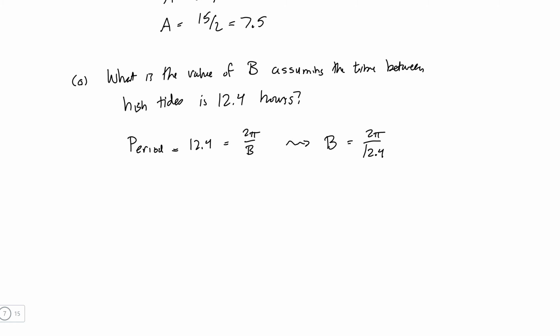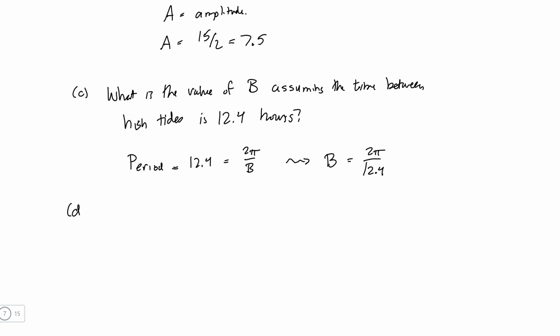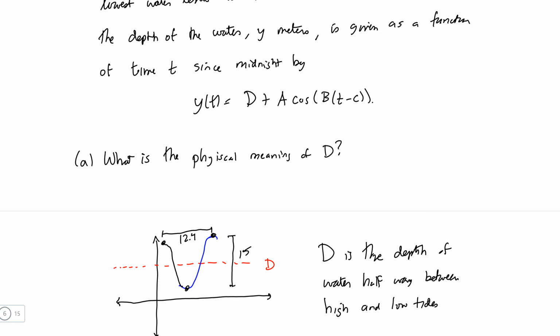And finally, the last thing to ask, let's make sure it's clearly a C. The last thing we might ask is, what is the physical meaning of C? Well, when we look up at our equation, if we remember from before, this C here shifts things horizontally.